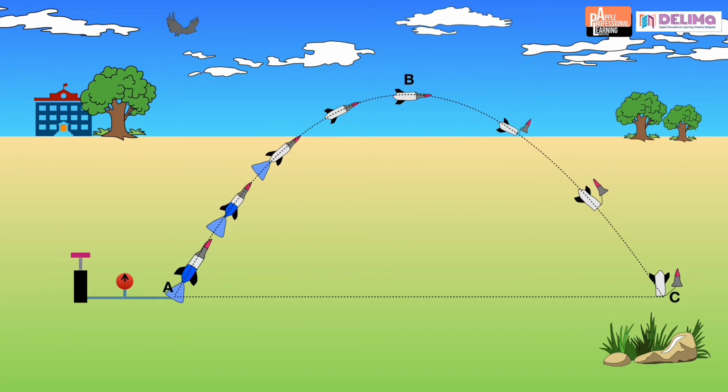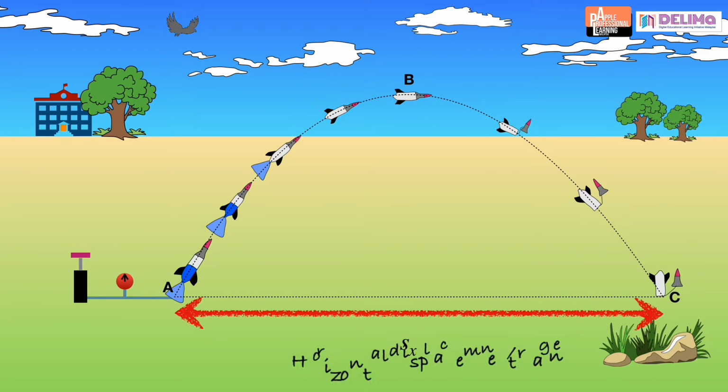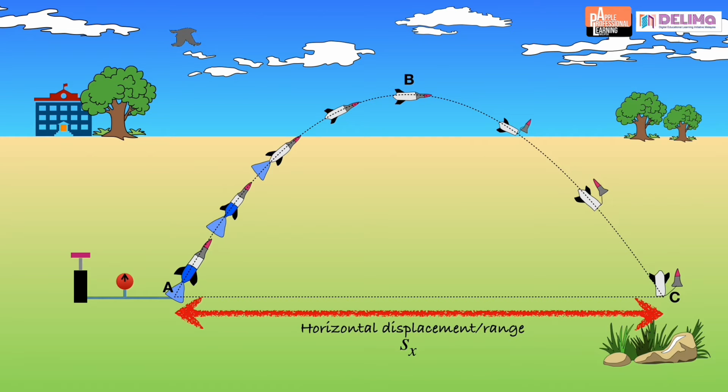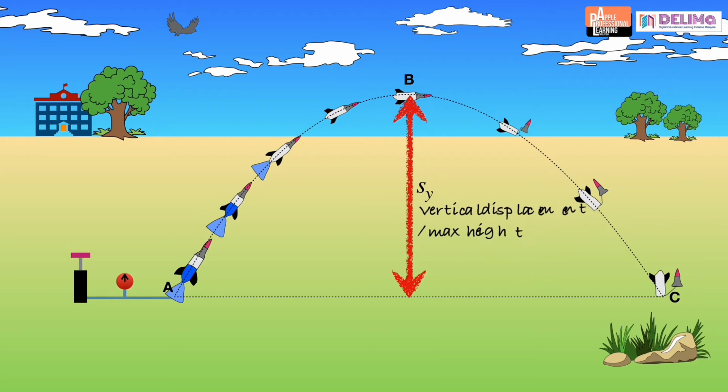Now, let us see the side view of this projectile motion. From point A to C is the horizontal displacement or range, and the symbol is Sx. While from A to B is the vertical displacement or maximum height, and the symbol is Sy.